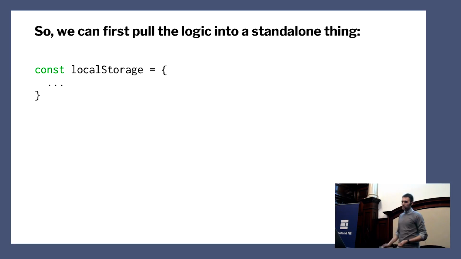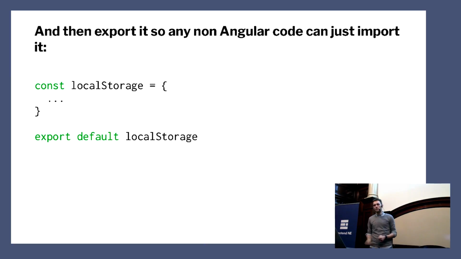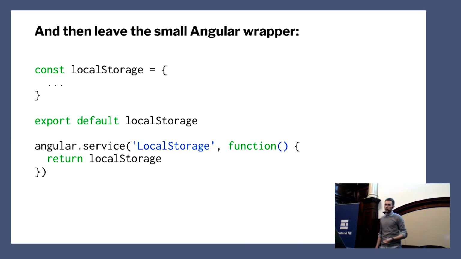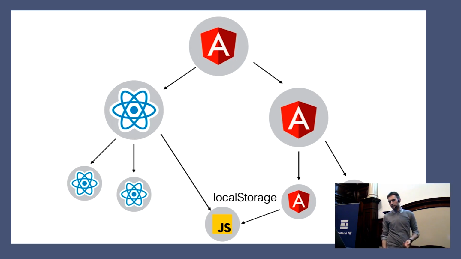Luckily, we can get around this with a bit more hopping. So we first pull the local storage functionality out into plain old JavaScript. And then we can export it so that any non-Angular code can just import it as a plain JavaScript module. And then we leave behind a small Angular wrapper. So I pull most of my functionality out up here, and then I just leave a tiny little wrapper that gives Angular things access to that.